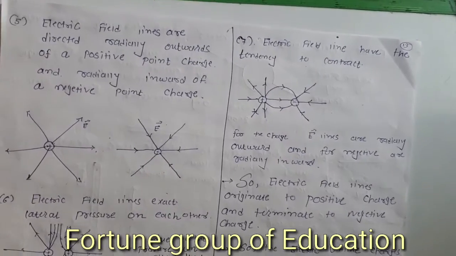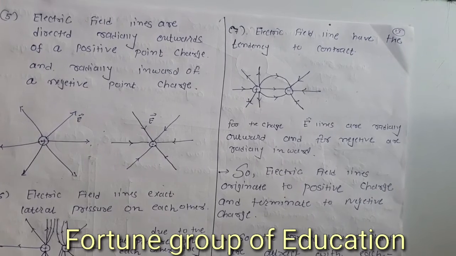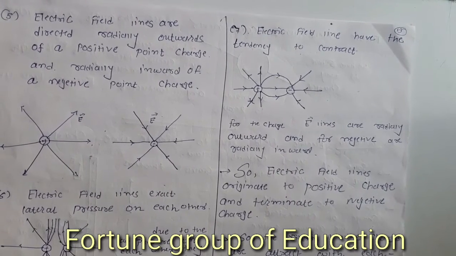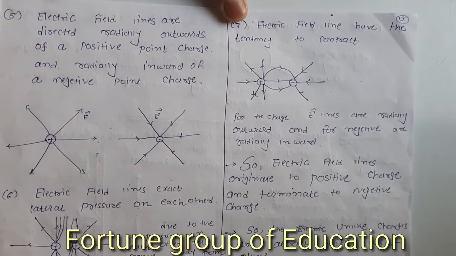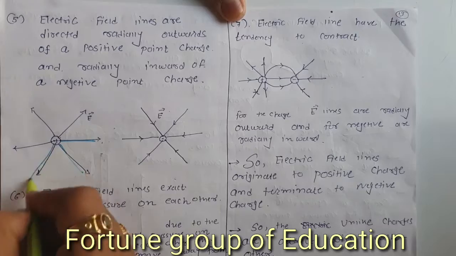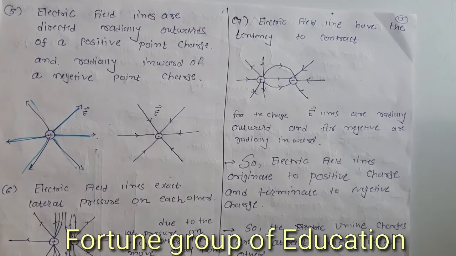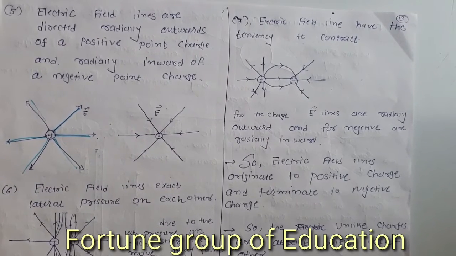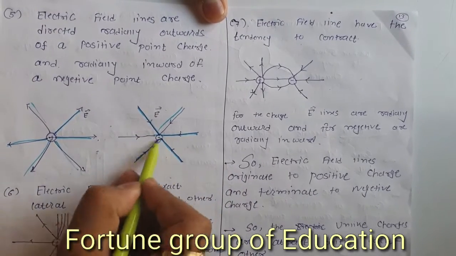Now, this is our fifth property. The fifth property is that electric field lines are directed radially outward from a positive point charge and radially inward toward a negative point charge. Here is one example: a positive charge, and these are the electric field lines, always directed outward. For the negative charge, the field lines are directed inward.